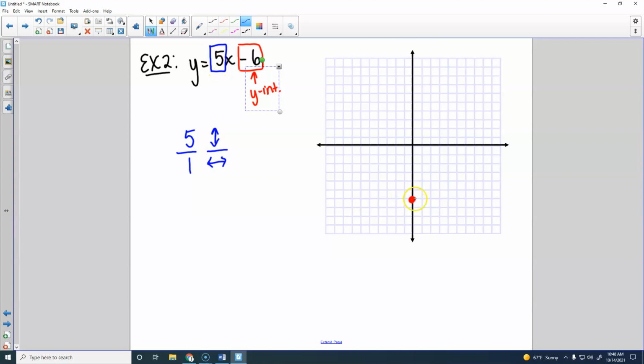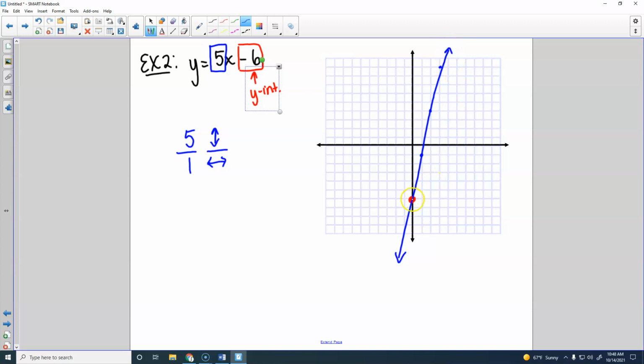So from this dot, Julian, what should I do? All right, so I'll go up 5. Which way over, left or right? Right. Because this is a positive 5, so I'm going to go to the right. The right is my positive direction, so 1, 2, 3, 4, 5. To the right 1. And so I'll get these points here and draw them all.